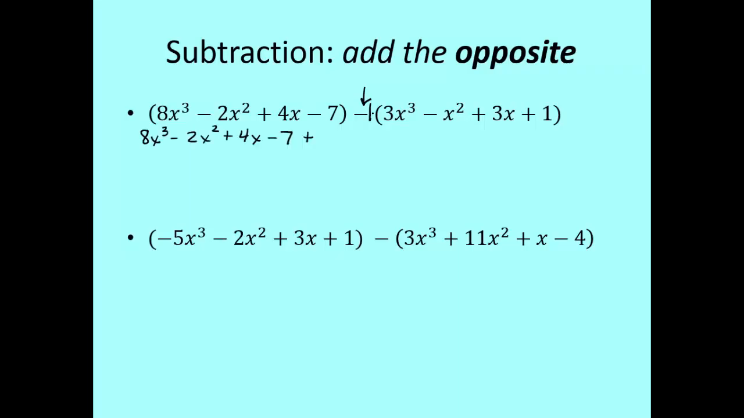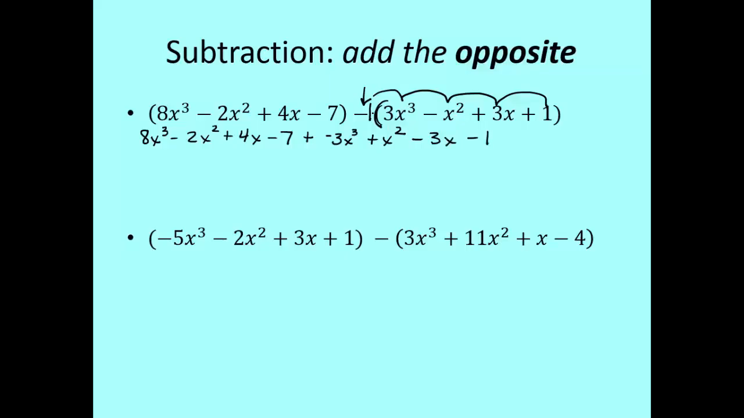I've got my first polynomial plus the opposite of everything in the second polynomial. So that negative in front of the parentheses, we're going to distribute to all of these. Let's do that. So instead of 3x cubed, I have negative 3x cubed. And instead of subtract x squared, I have add x squared. 3x turns into minus 3x, and plus 1 becomes minus 1.